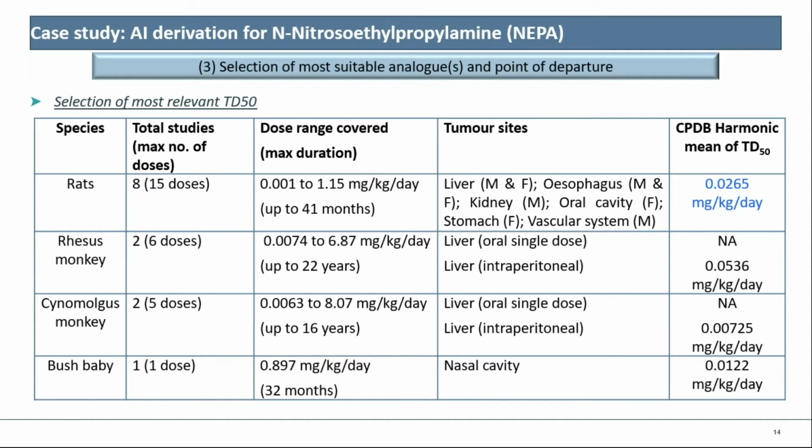Although one of the studies in cynomolgus monkey gave the most conservative TD50 value, we considered the limitations of the monkey studies, because the design was not robust. Either animal numbers in each group were too small, or the number of doses tested in each study was very few, or dose spacing was too high, and there was overall inconsistency between the studies. When compared to the monkey studies, rat studies were robust. 8 independent studies were performed and 15 doses were tested, ranging from 0.001 milligram per kg per day to 1.15 milligram per kg per day, and duration was more than 2 years. That's typically needed as per ICH S1. Therefore, we finally selected the rat cancer potency data of 0.0265 of the surrogate compound to derive the AI.